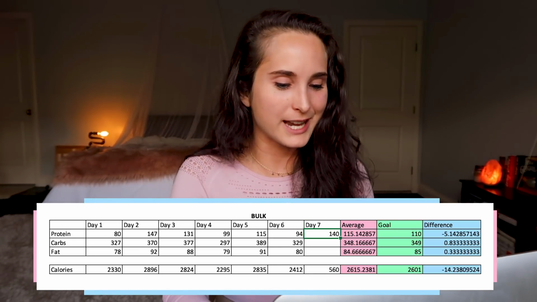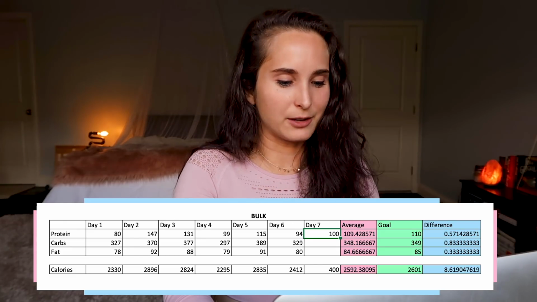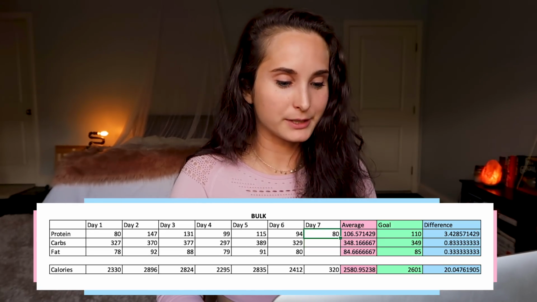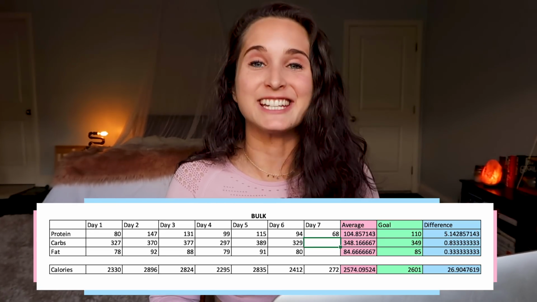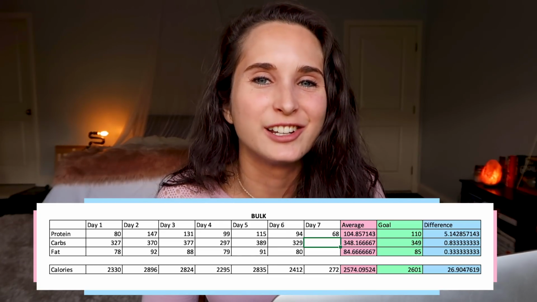So it's a goal of 110, 100? Nah. You're good. Let's drop it down to 80. Huh, still good. How about 68? You can eat 68 grams of protein and still hit your average protein goal for the week. See how flexible this is? You can eat anywhere from between 68 to 140 grams of protein. That is a huge range and still hit your goal average.